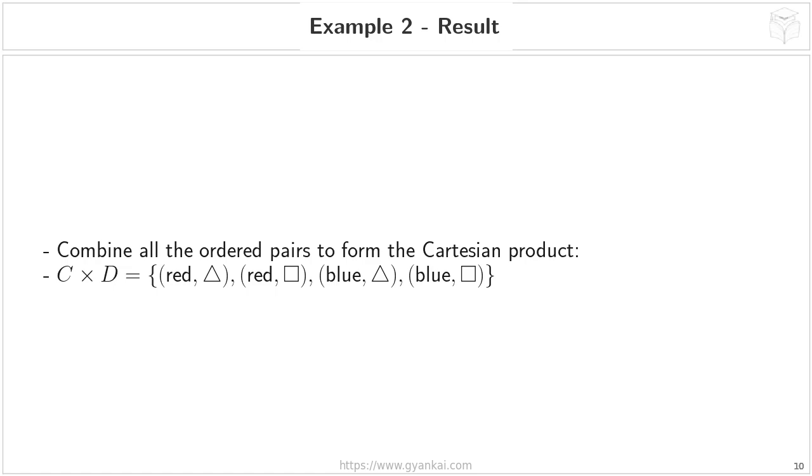In the next example, we'll continue to practice this process with sets containing numbers and letters, building on what we've learned so far. So, make sure you understand this example thoroughly before we move on, as the core concept remains the same, creating all possible ordered pairs.